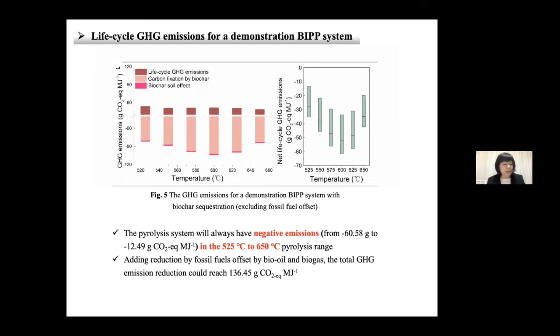And at the temperature a little above 500 Celsius to 650 Celsius, and adding reduction by offset fossil fuels, the total greenhouse gas emission reduction could reach 166.45 gram carbon dioxide equivalent per megajoule produced.